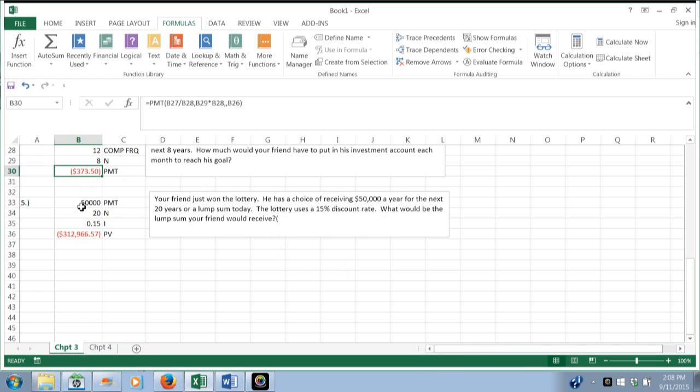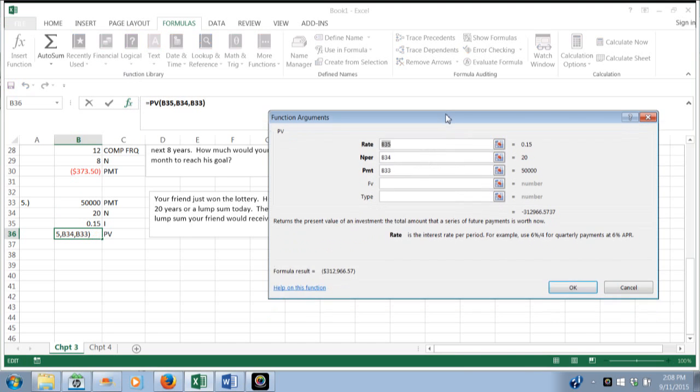Okay, so what we do is we look at the present value of what $50,000 in the future, $50,000 for the next 20 years would look like. So we have to evaluate that and get the present value of it. So $50,000 is our payment, 20 is the number of periods, and our 15% is our discount rate. We simply use the present value financial function. And doing that, input the information.